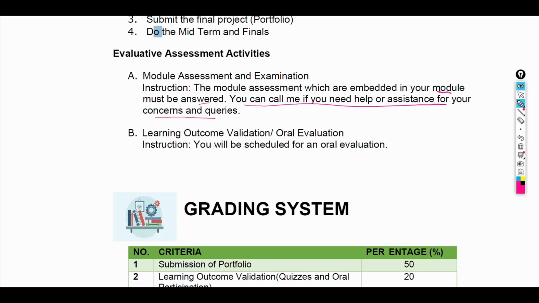For letter B, learning outcome validation, oral evaluation, you will be scheduled for an oral evaluation. What is this for? This will be the validation for every activity that you have answered.